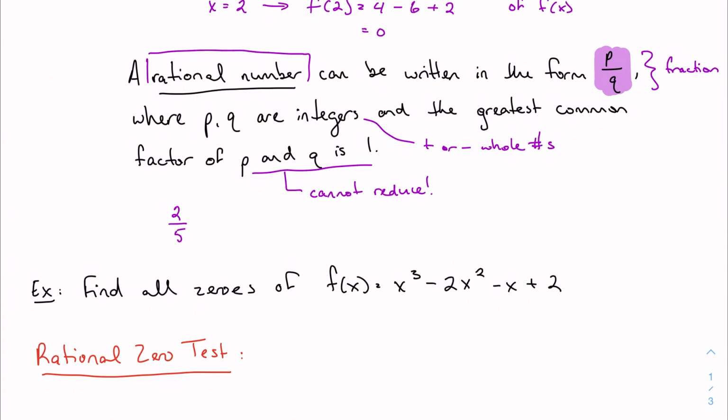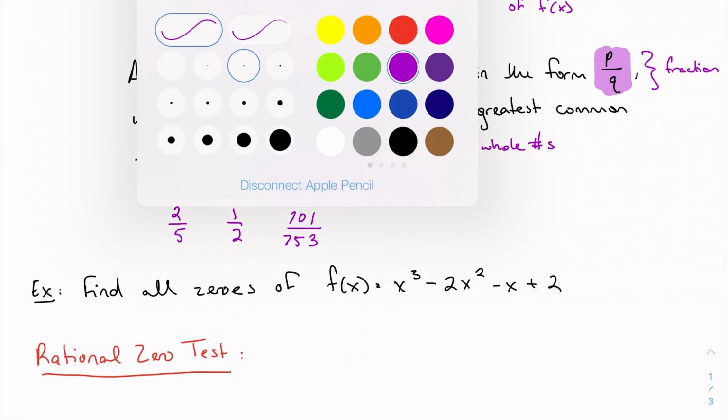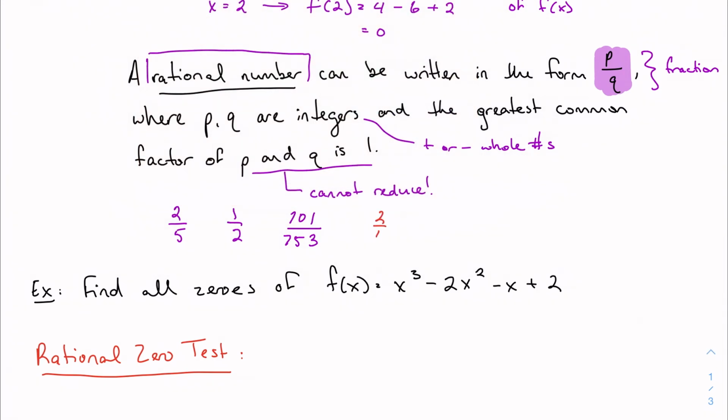So 2/5 is a rational number. 1/2 is a rational number. 101 over 753, I assume, is a rational number. I don't think those are numbers that can be reduced. So there are some rational numbers. But things like 2/4 are not rational in this sense, because it's the same as 1/2.